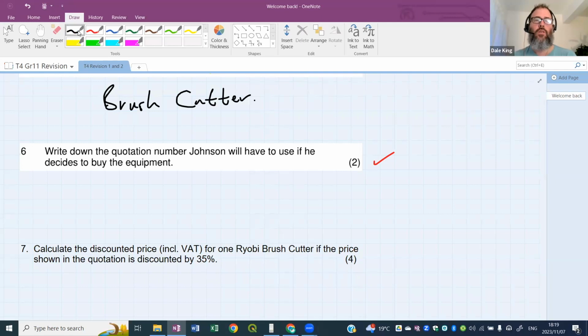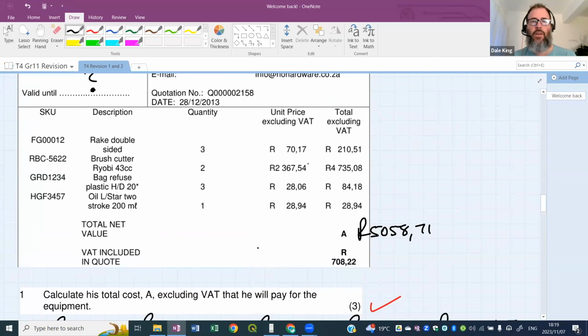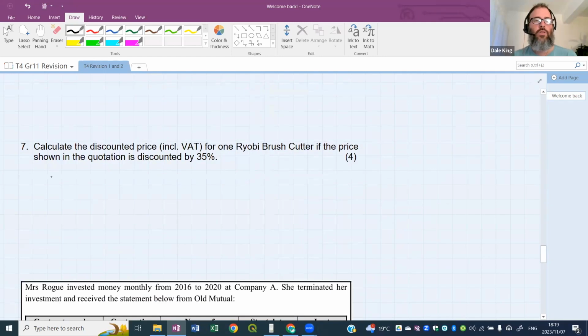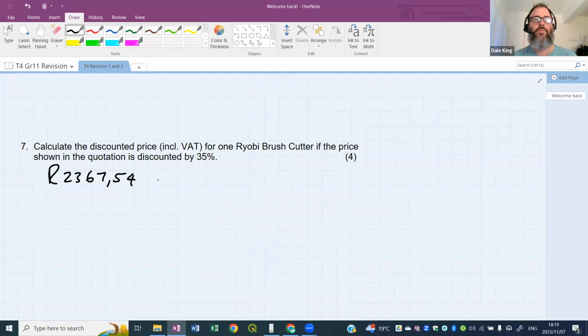Now, what I'm going to do is I'm going to go and fetch the price. Okay, so here it is over here. That's the price for one brush cutter. He bought 2, but that's the price for 1. So 2367 and 54 cents. I'm going to bring it down here. 2367 and 54 cents. There's the price for one brush cutter. Just remember, that's excluding VAT. I want to know, what is the price including VAT if this price is discounted by 35%?